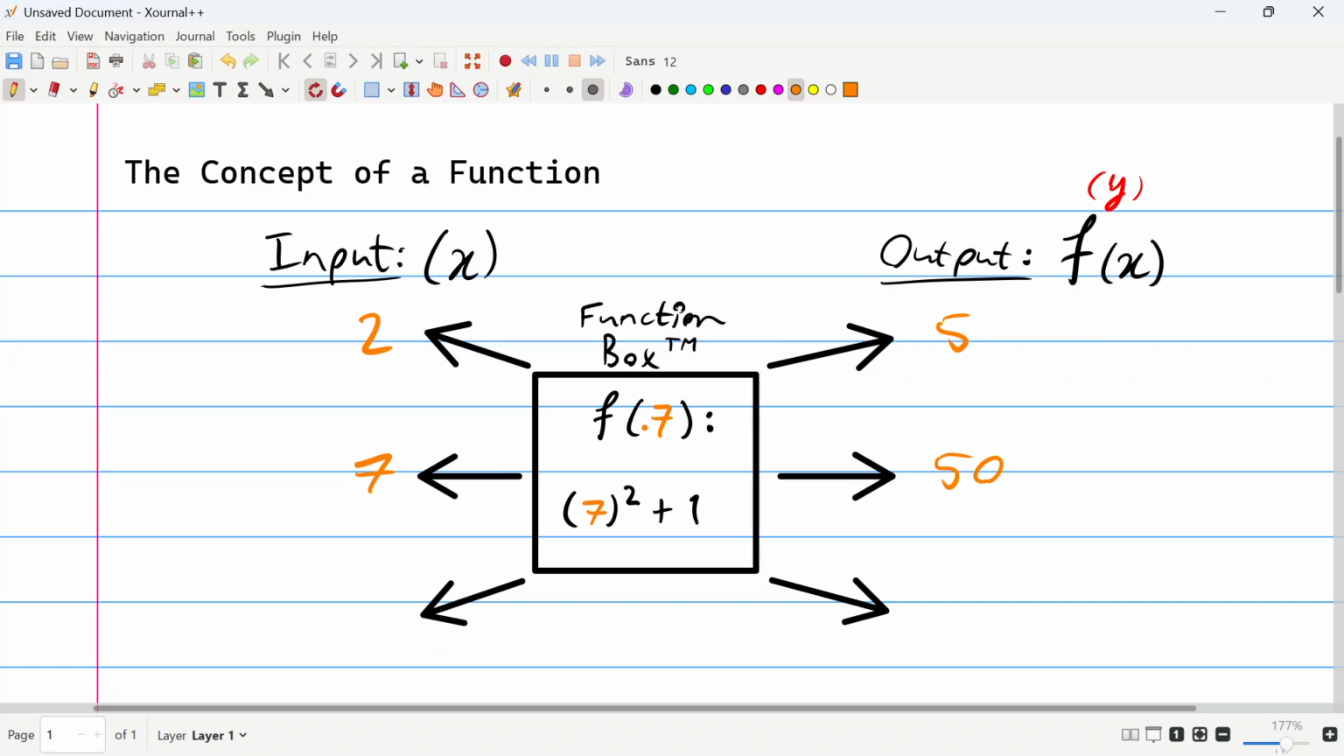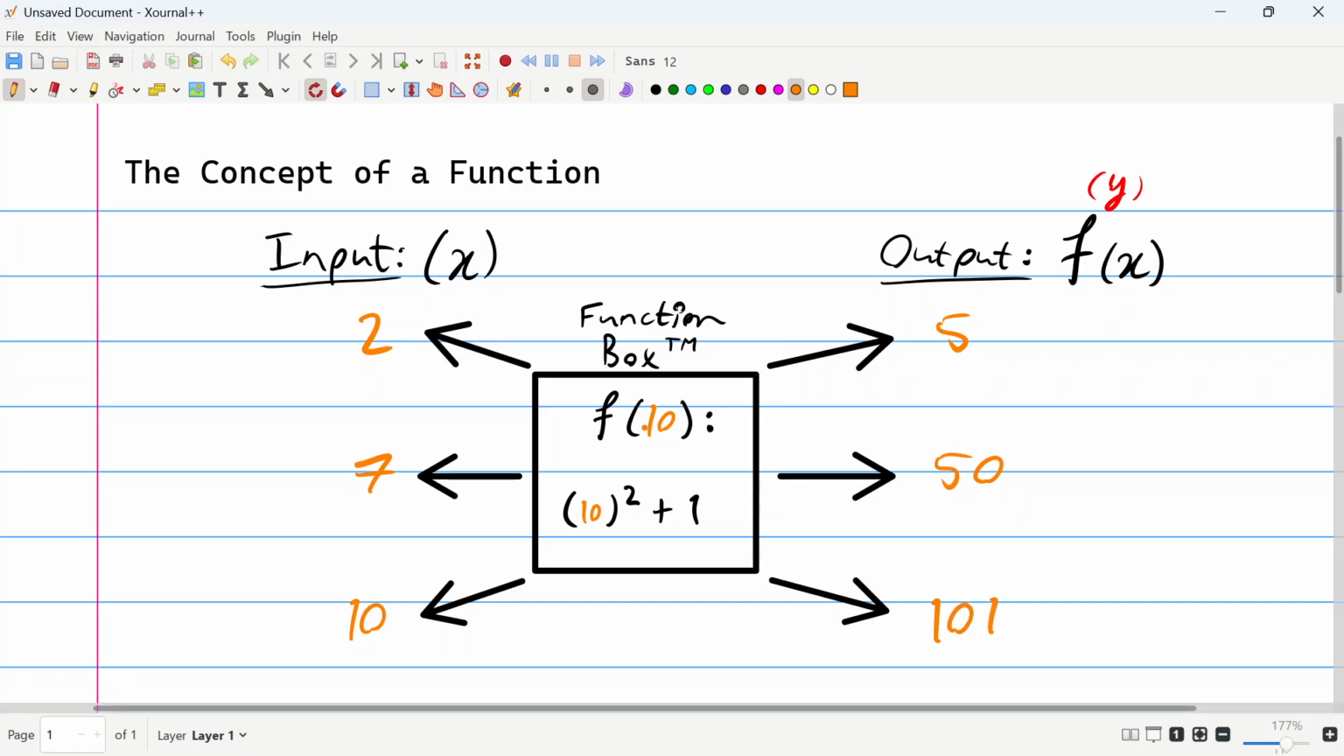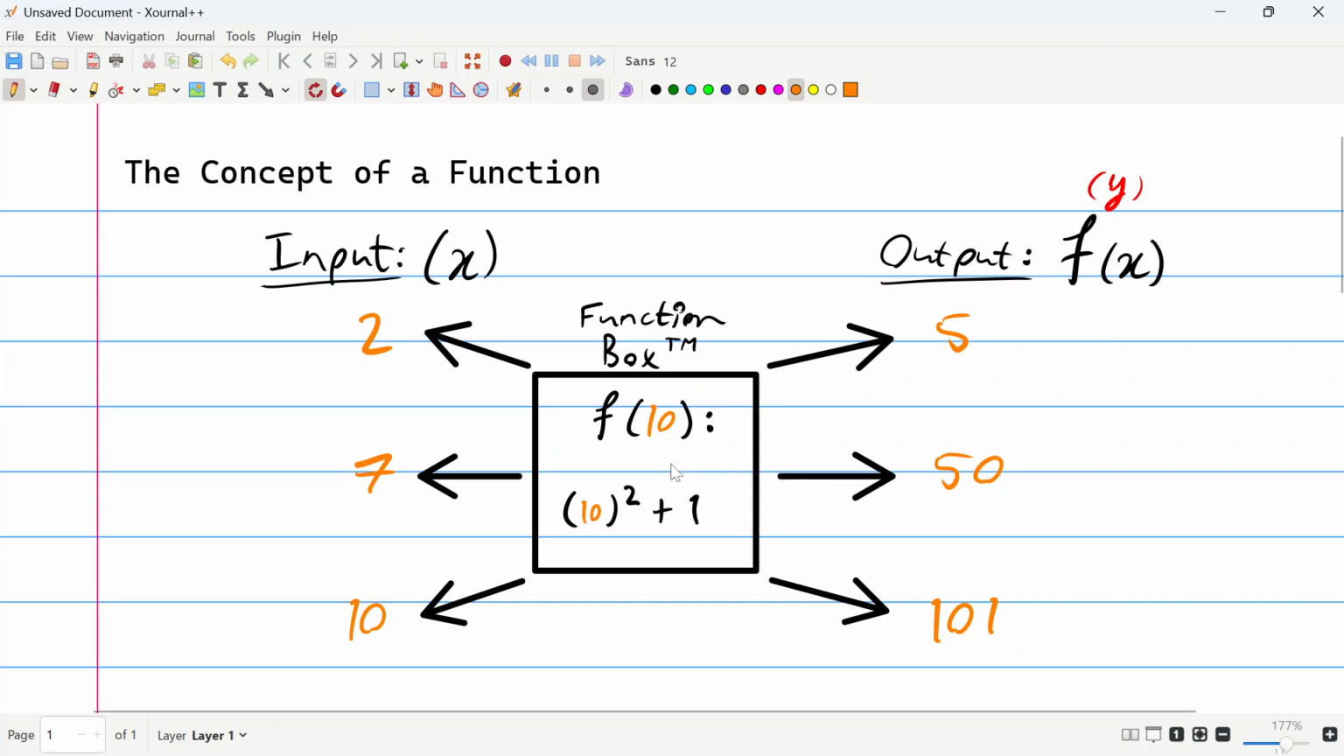Okay. And now for the last value, let's just take maybe 10. Now the number is going to change, which means we're having f of 10, right, where the input goes. 10 squared, which is equal to 100, plus 1, which is 101. You see, it's as simple as that.